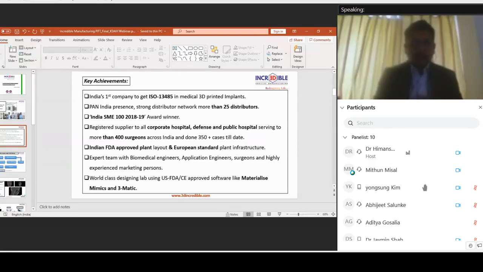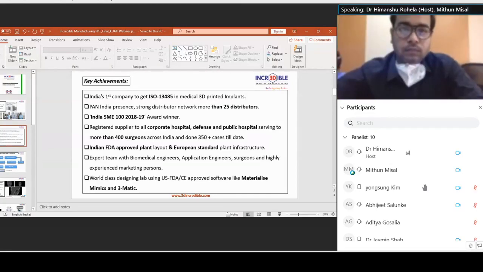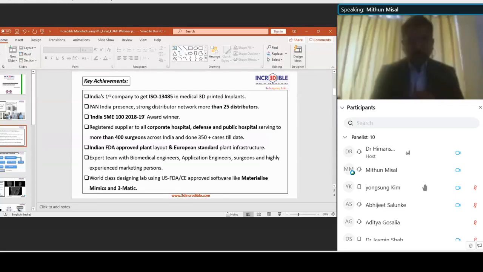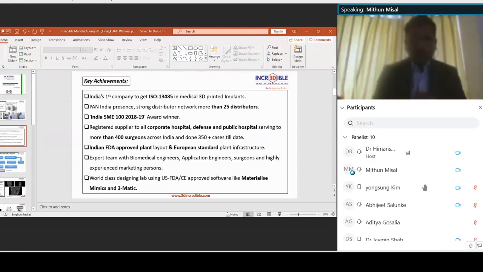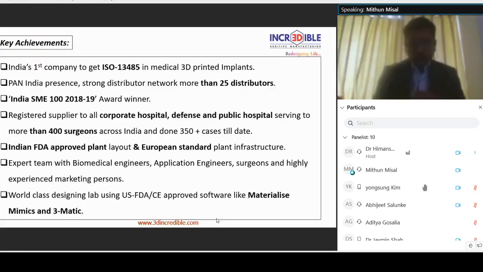We are the first company in India to get ISO 13485, which is exclusively for medical 3D printing implant manufacturing. We have a pan-India presence with a strong distribution network, having more than 25 to 30 distributors in India right now. We have won the India SME 100 award, awarded by the central government of India. We have done more than 400 such complicated cases as of now in neurosurgery, oral maxillofacial, and orthopedics. Our plant layout is as per the Indian FDA-approved layout and as per the European standard.